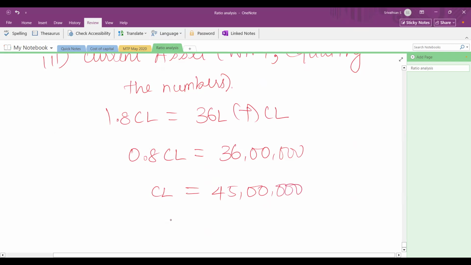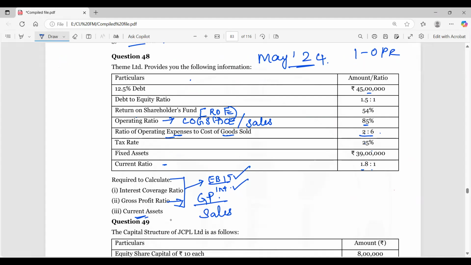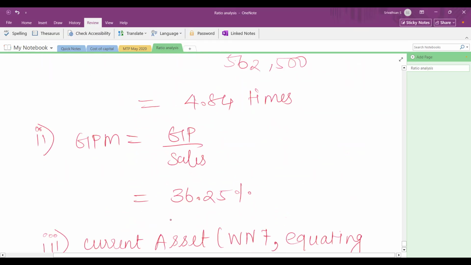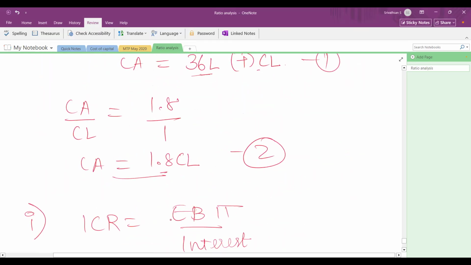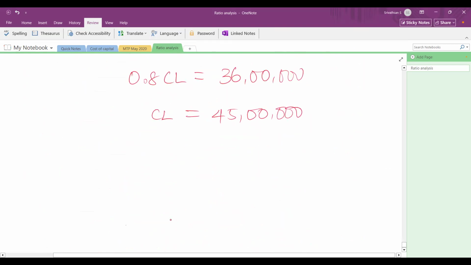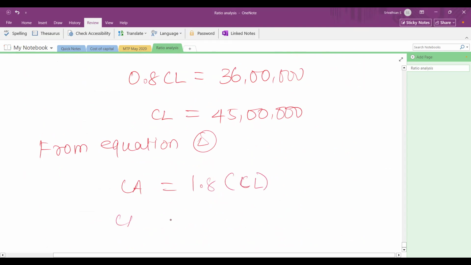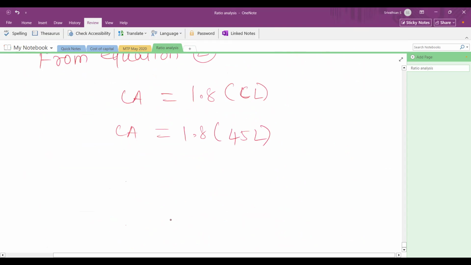But the requirement of the question is to calculate current asset, for which you can substitute the value of current liability in any of the equations. So from equation 2, current asset is equal to 1.8 current liability. Current asset is equal to 1.8 into current liability, which is 45 lakh. How much? 81 lakhs.